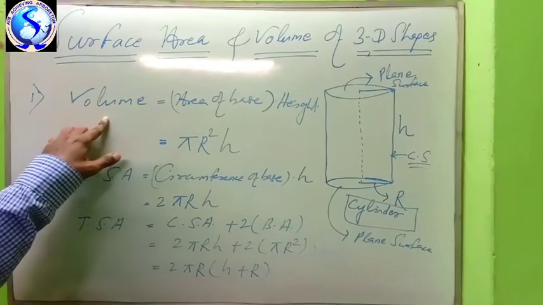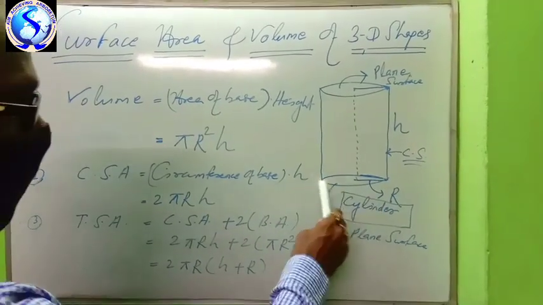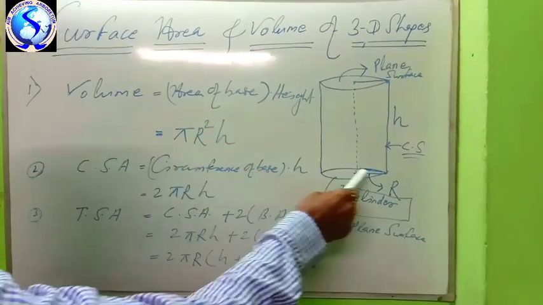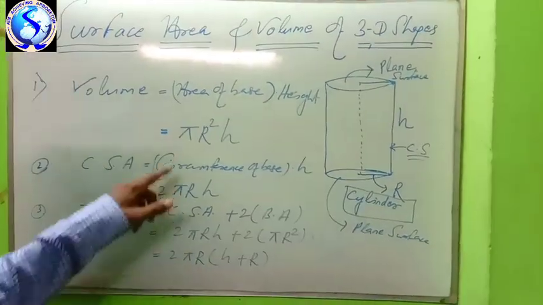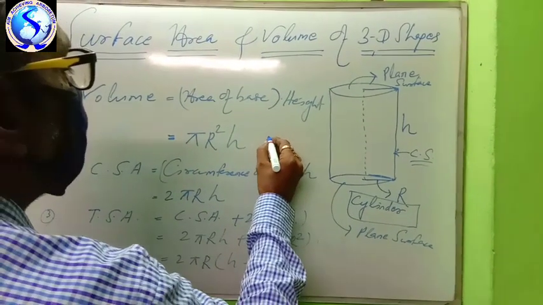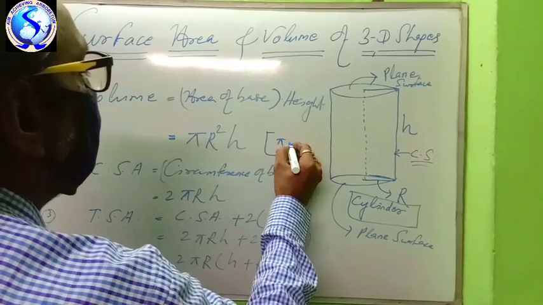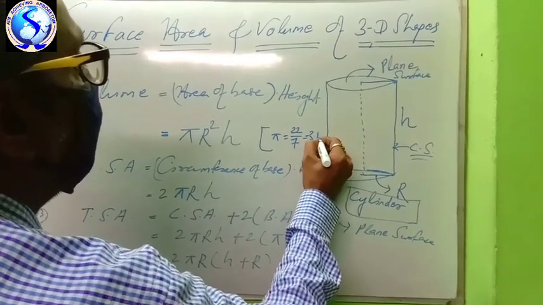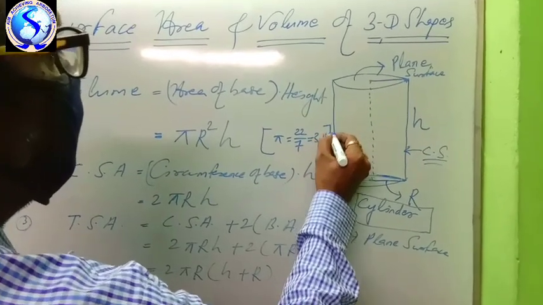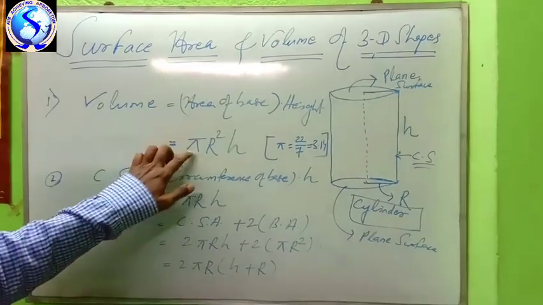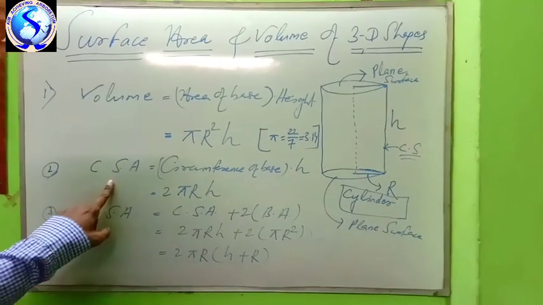Then the volume of cylinder formula is area of the base into height. Area of the base means it is a circle. Area of circle formula is pi r square. What is the pi value? You know, the pi value is 22/7 or 3.14. Either you can take 22/7 or 3.14. This is a constant.